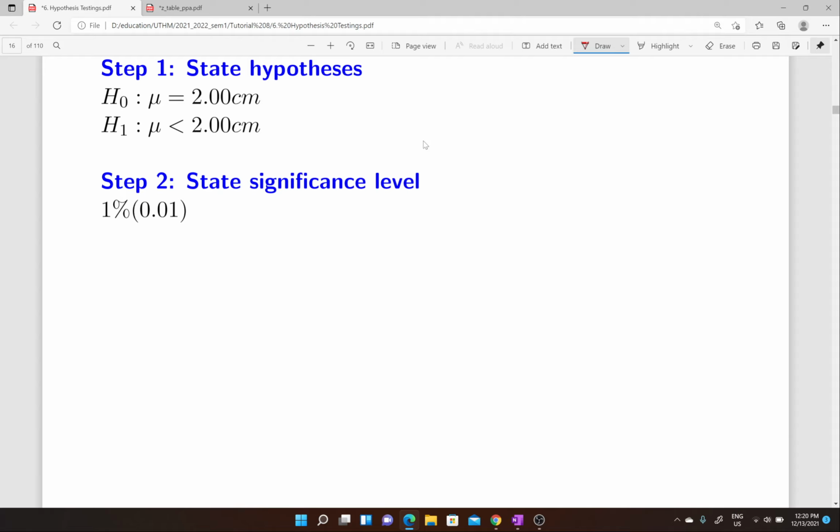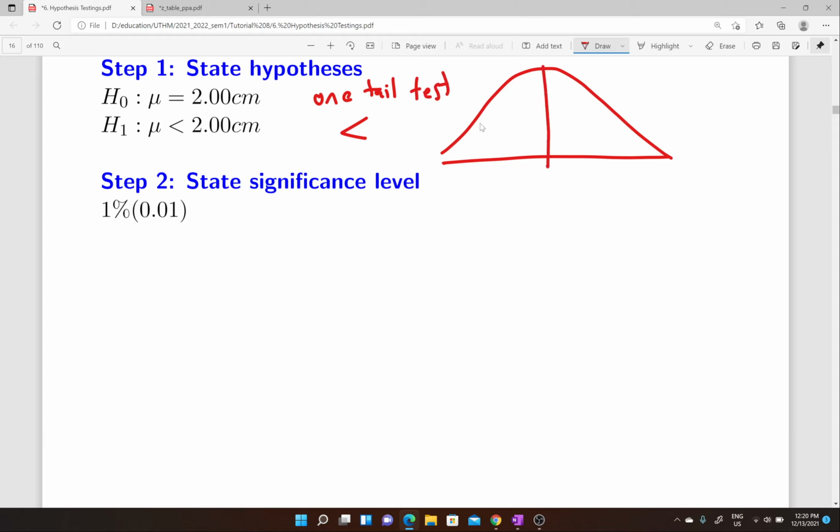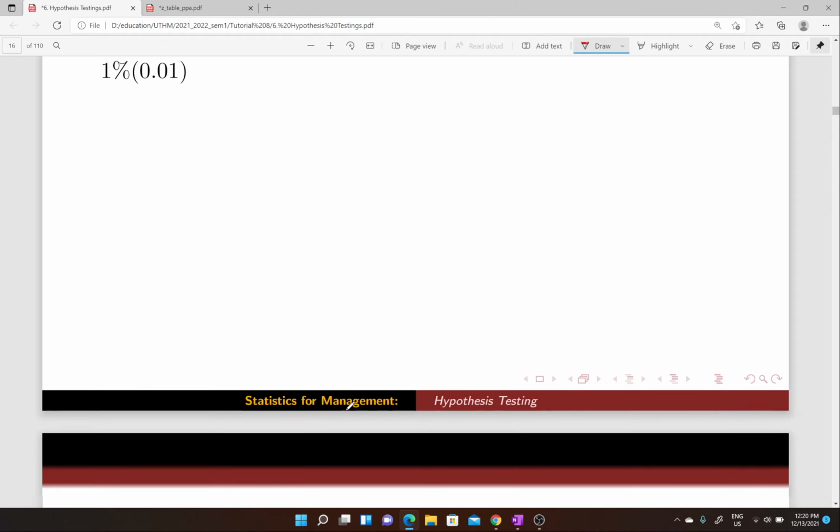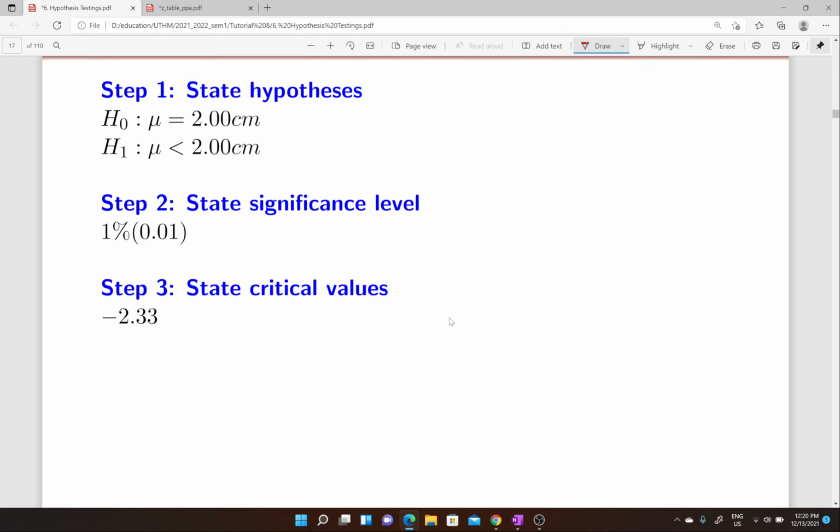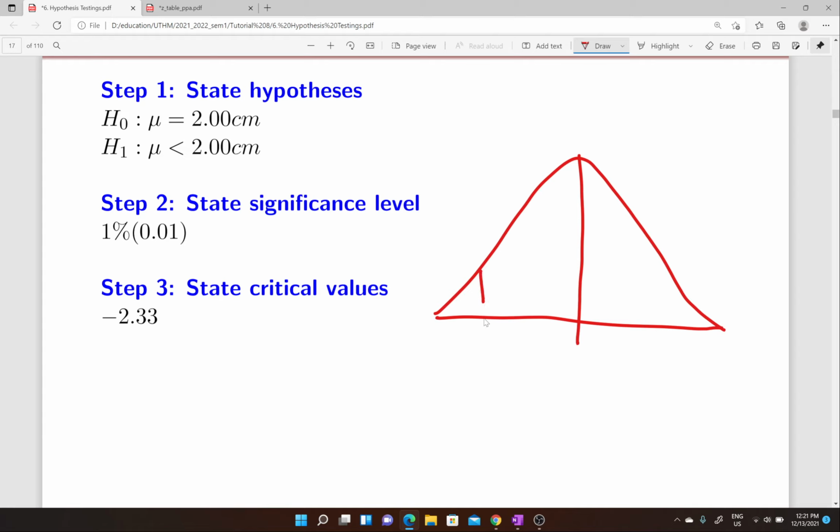Now this one I call a one tail test. Follow the arrow, the tail is this side, left hand side. Because the tail is on the left hand side, the whole percentage, the probability, is 0.01. You don't need to divide by 2. Only for two tail you have to divide by 2. For one tail you don't need to.